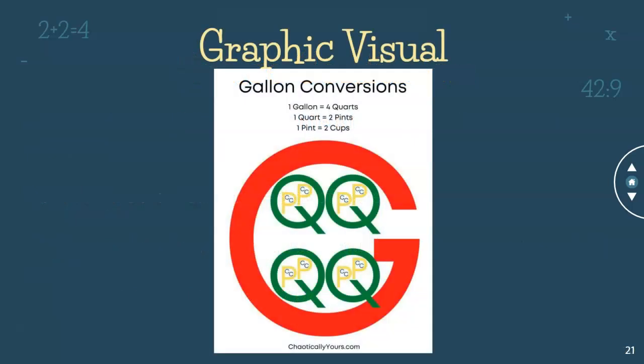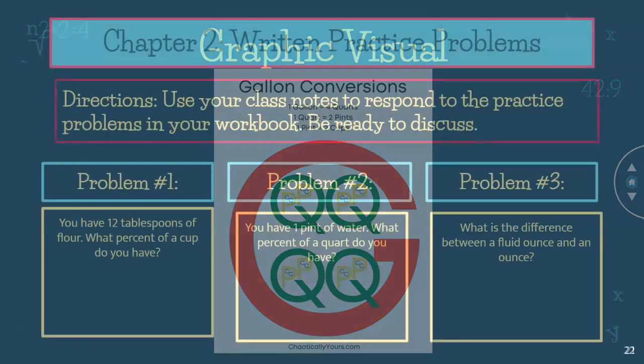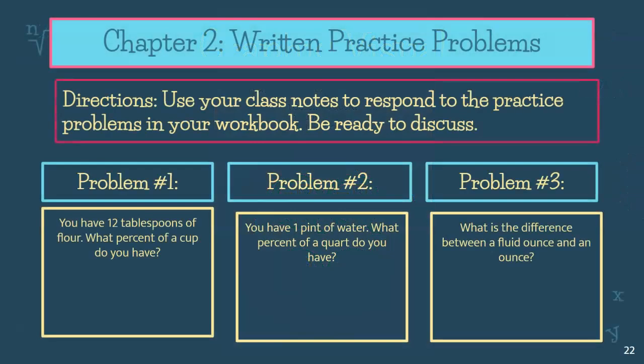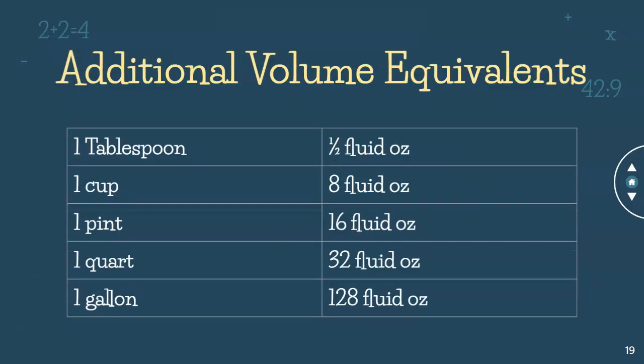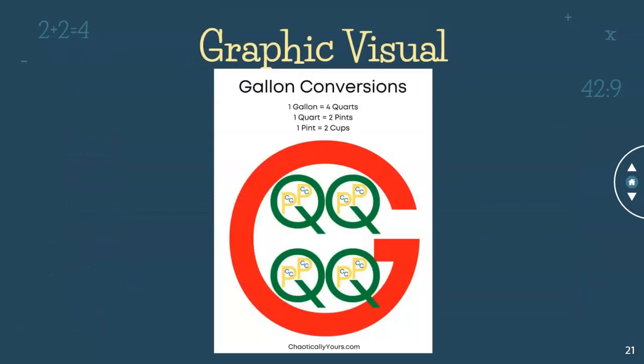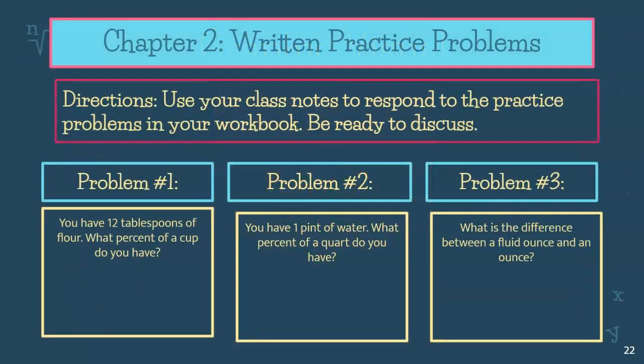So here is that G that we referenced that you did back in your other culinary classes to help you remember your gallon conversions. So you have this for reference. You can draw it out on your notes so you can keep referencing it if you need it, which now leads us into our practice problems. So you can use all of these equivalents to help you respond to your practice problems. There'll be a separate screencast that goes over how to do those.